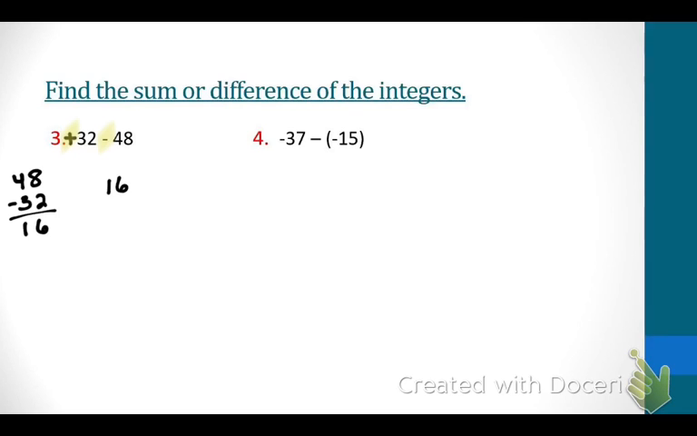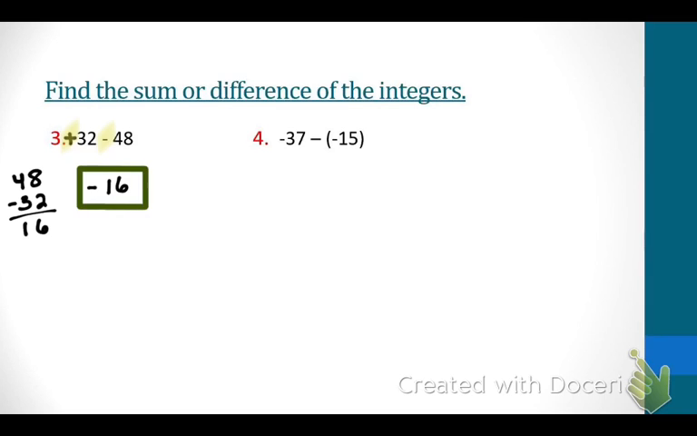16. And I heard a lot of you say negative. Why did we do a negative? Because 48 is bigger than 32. You are correct. We always take the sign of the larger number, and 48, as she said, was larger than 32. Very good. The next one says negative 37 minus negative 15.